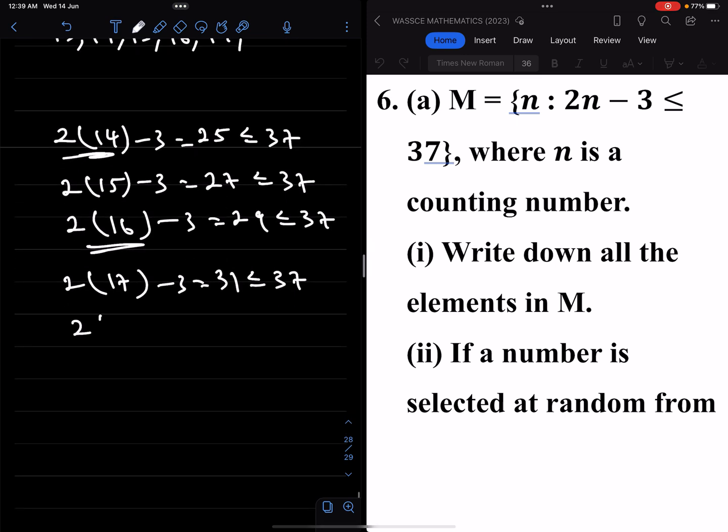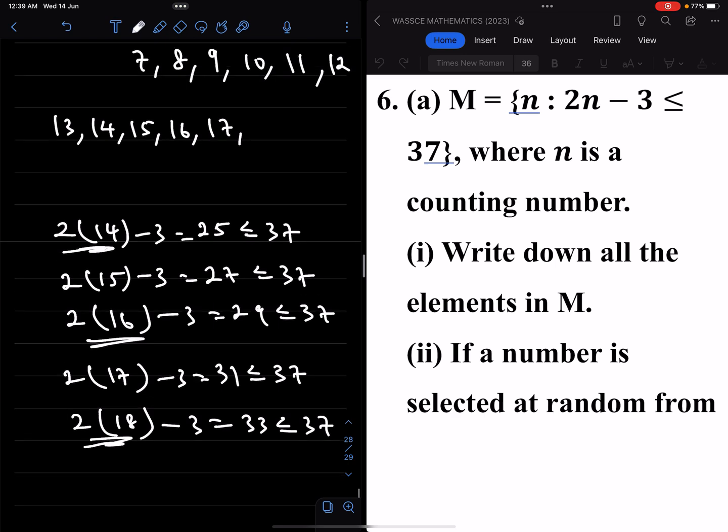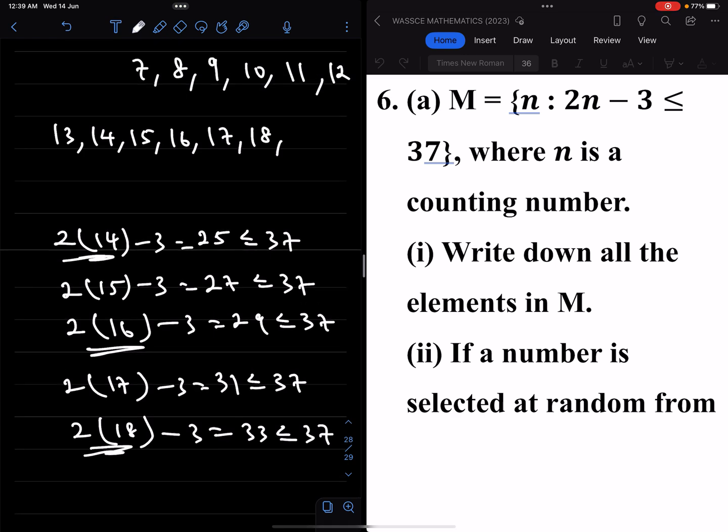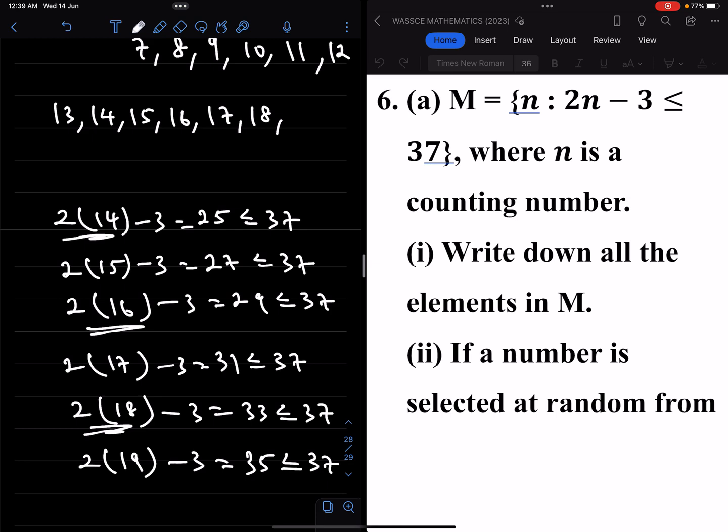We go to 18. I think we're getting to the last one. 2 times 18 minus 3 is equal to 36 minus 3, which is 33, and that also satisfies the condition less than or equal to 37. That means 18 is also an element of M. The next one is 19. 2 times 19 minus 3 is equal to 38 minus 3, which is 35, and that also satisfies the condition less than or equal to 37. So that means 19 is also an element of the set M.